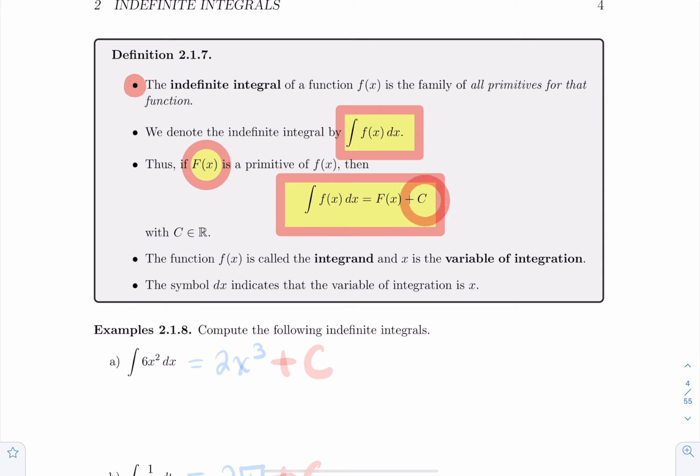The small f, so this is just terminology, is also called the integrand. x is, of course, the variable of integration, and typically the dx tells you what the variable is. So x is the typical variable that we use in these questions. All right, with the work that we did before, let's just do a bunch of examples.